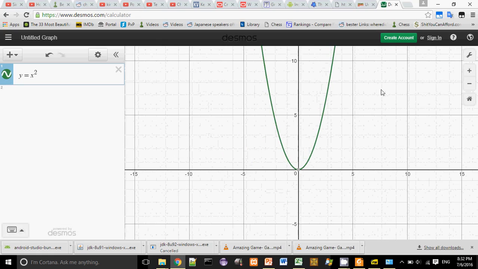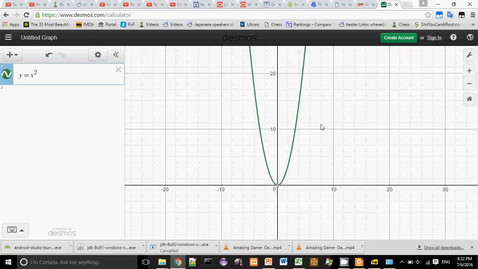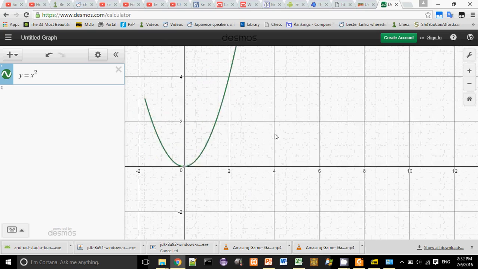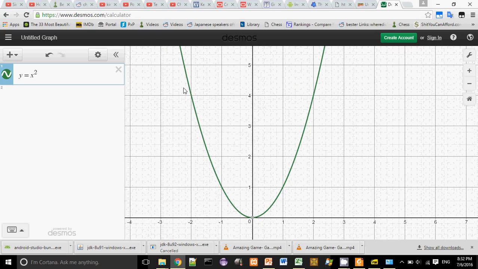And it actually goes up very fast, faster than probably what you normally draw it as. But we mainly focus on this shape here, just the way that it curves and goes forever.